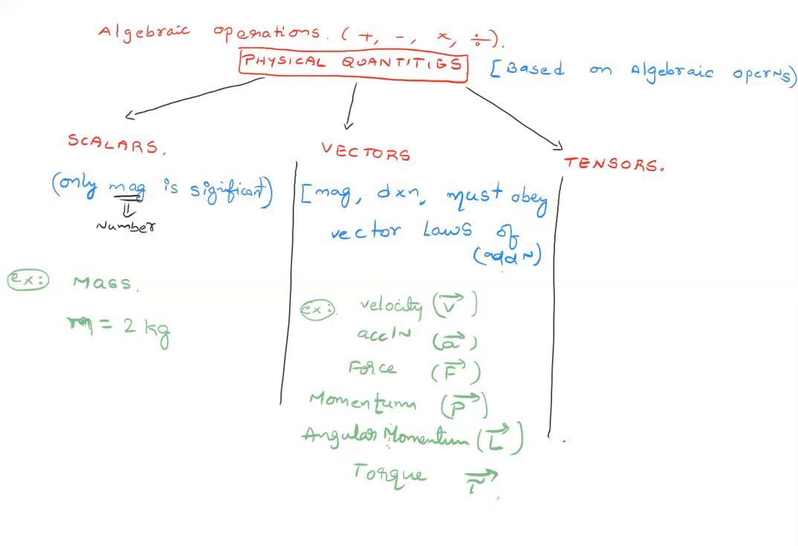Next, tensors. For a tensor quantity there will be magnitude as well as multiple directions. Multiple directions exist, but the thing is they do not obey vector laws of addition. Tensor quantities do not obey vector laws of addition.